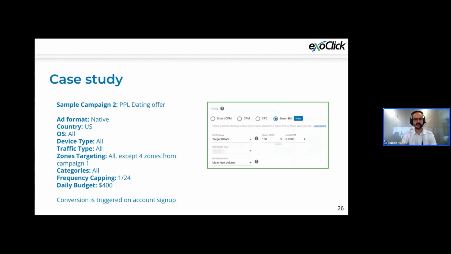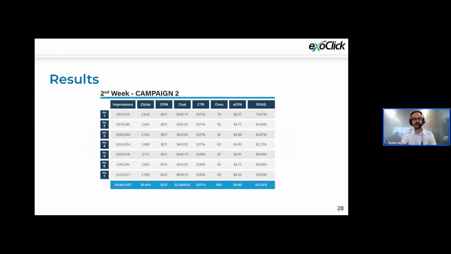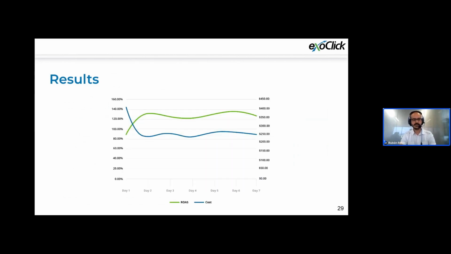So for this campaign, the results in the first week were not as successful. The ROAS was below the target, but just like in the other campaign, after certain optimizations and a certain amount of time, SmartBid was able to finally find out the proper bid for every segment being sent to that campaign. And as you can see, over time, the ROAS went up to 120%. So much, much better results than what was originally being given to the campaign.